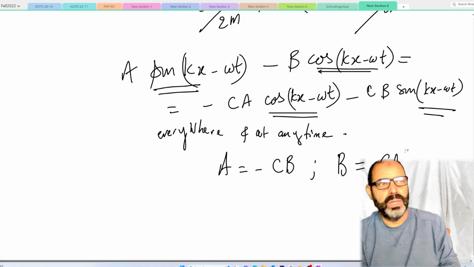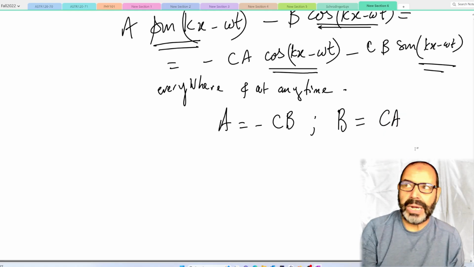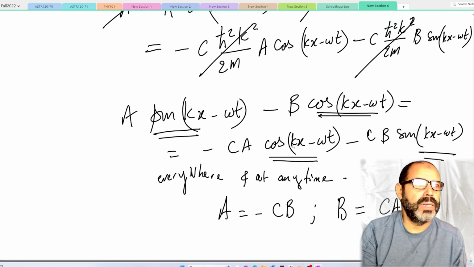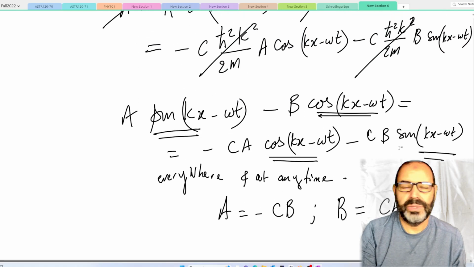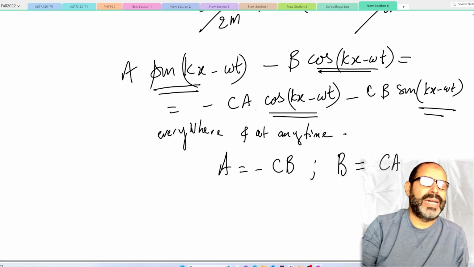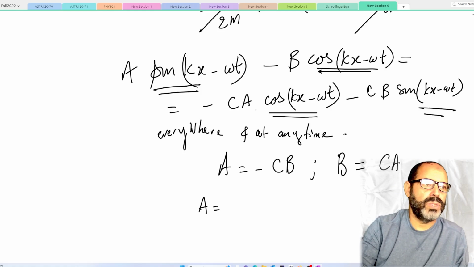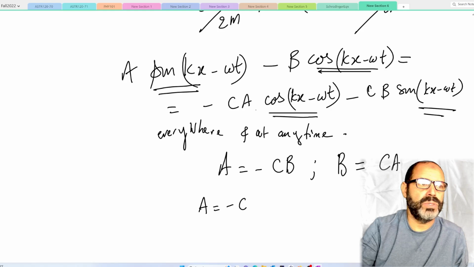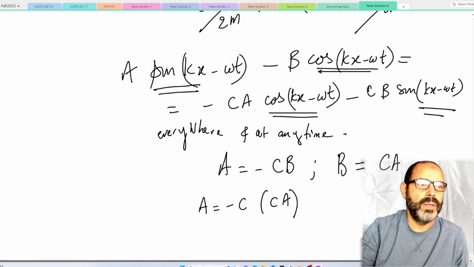So basically that's what we can do in terms of math rigor if you really want to. But sine and cosine are two orthogonal functions in this case, so you can just use whatever technique you want to argue that the coefficients must match. Anyway, so this is where we are led to. So A equals negative C times B, but B is equal to CA. So what this is equal to is negative C squared A. So this is the equation that we have.